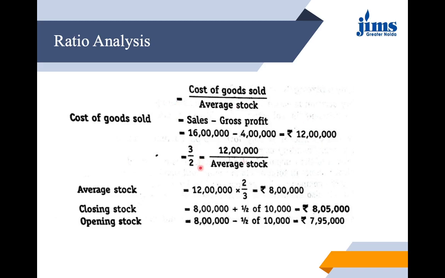3 upon 2 we have calculated. This is the amount of cost of goods sold upon the average stock. From here you can find the value of average stock, that is 8 lakh rupees, and we have already assumed that the value we have you can assume it as X, or you can simply get it calculated from here as closing stock, because it is mentioned that it is more than 10,000. So you can do it like this, or you can assume it like X if you are not able to understand this. This is quite easy. The difference between these two is of 10,000 only.